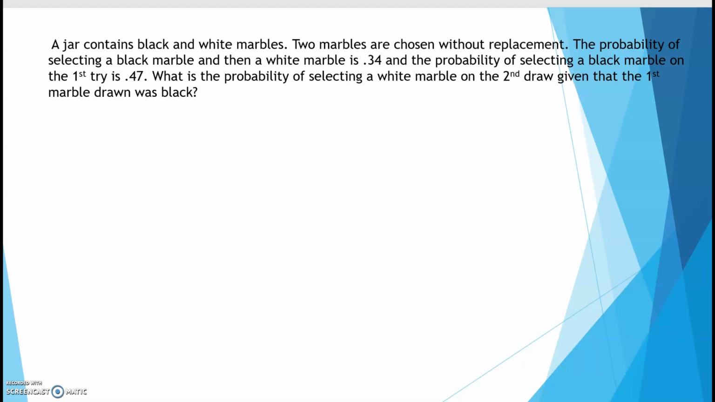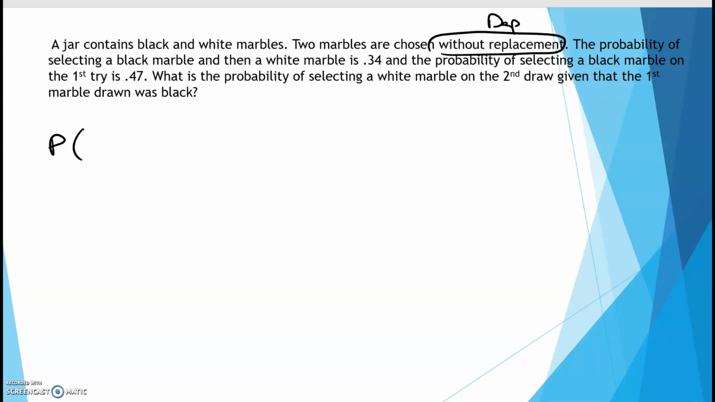Okay, a jar contains black and white marbles. 2 marbles are drawn without replacement. So remember, this is code word for dependent events. The probability of selecting a black marble and then a white marble is 0.34. The probability of selecting a black marble on the first try is 0.47. What's the probability of selecting a white marble on the second draw given that the first marble drawn was black?